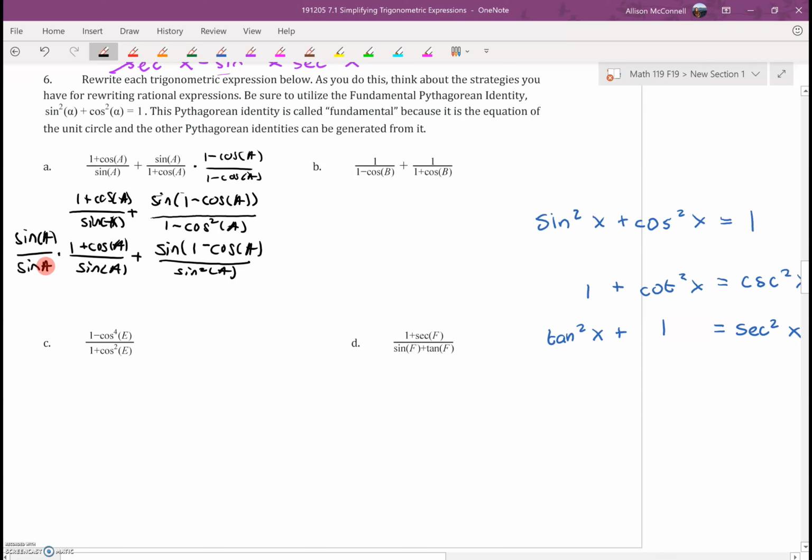Once I do that, I get sine squared in the denominator, so then I have sine of 1 plus cosine of A plus sine times 1 minus cosine of A, all divided by sine squared of A. From here, I notice that I can factor out a sine. Oh, I should have done sine of A on this. Forgive my sloppy notation.